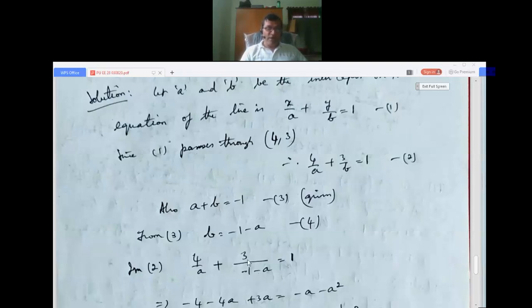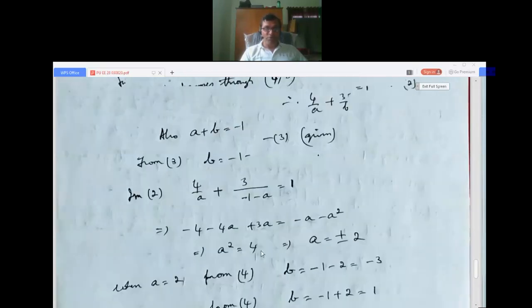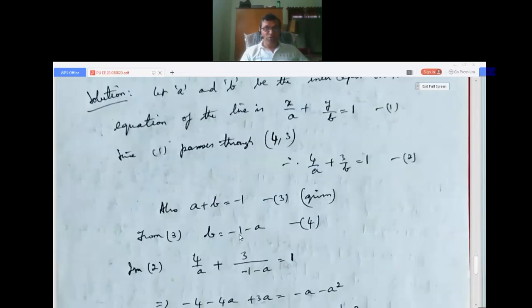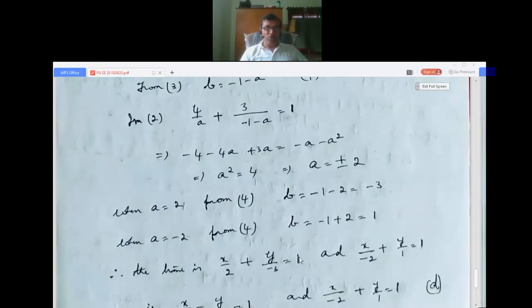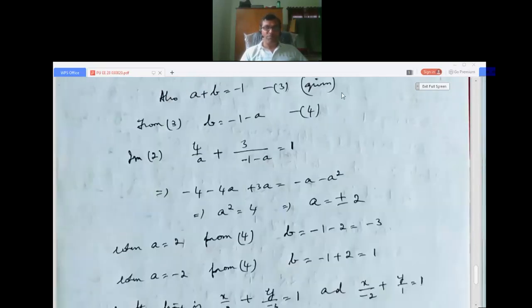Substitute here and simplify by taking the LCM. We get a = plus or minus 2. When a is 2, b is -1 - 2, that is -3. When a is -2, b is -1 + 2, that is plus 1. So substituting in the intercept form, x/2 + y/(-3) = 1 and x/(-2) + y/1 = 1. We get x/2 - y/3 = 1 and x/(-2) + y/1 = 1. This is called the intercept form.